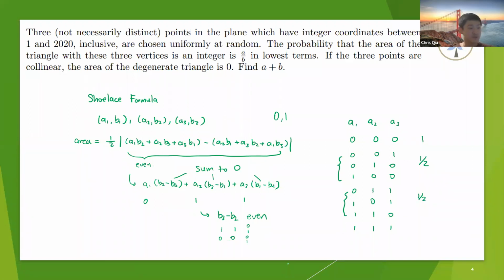And our last case is if we have A1, A2, and A3 all equaling 1. If you plug it back into the expression, we see that if A1, A2, A3 are all equal to 1, then we have B2 minus B3 plus B3 minus B1 plus B1 minus B2, and this sums to 0. Since this sums to 0, our expression is already even. And again, the probability that the area is even is equal to 1.